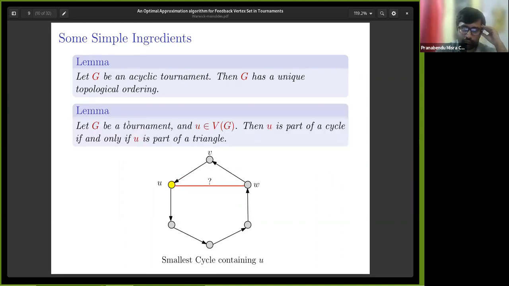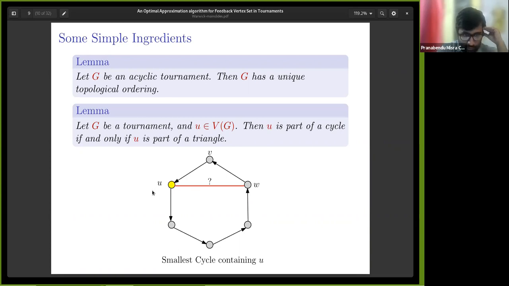The second ingredient is a slightly tweaked version of the lemma we saw before. Before, we said that a tournament has a cycle if and only if it has a triangle. Now this lemma says that a vertex in a tournament is part of a cycle if and only if it is part of a triangle, right? And the proof is again the same thing. This time we're focusing on this vertex U, and let's consider the smallest cycle that contains U. If that smallest cycle is a triangle, then we are done. Otherwise, look at this larger cycle and at the vertex that is one step away from you, this vertex W over here, and then look at the edge between these two vertices. Depending on the direction of this edge, either you have a triangle or you have an even smaller cycle. Both cases are a contradiction to the fact that this was the smallest cycle containing U.